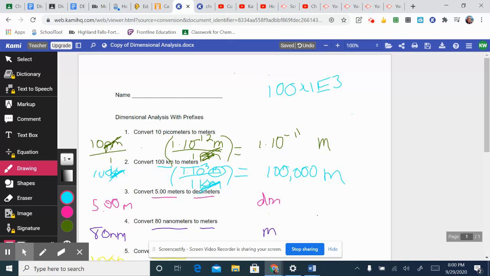So that is your top number. I just multiplied the top numbers together: 100 times 1 times 10 to the third. The bottom numbers are all 1, so it's divided by 1, so it's still 100,000 on top.